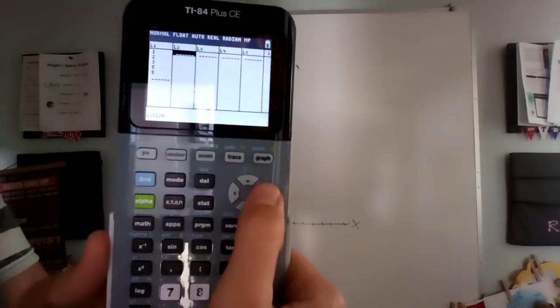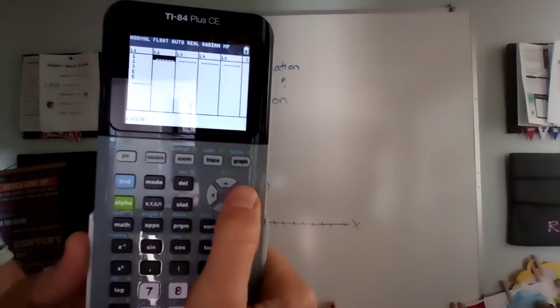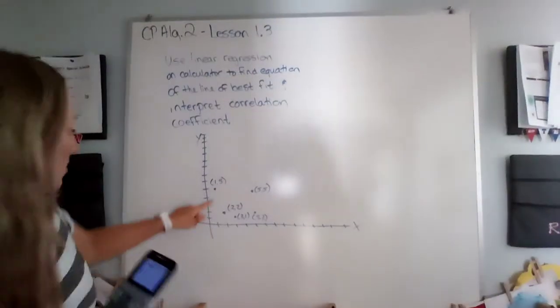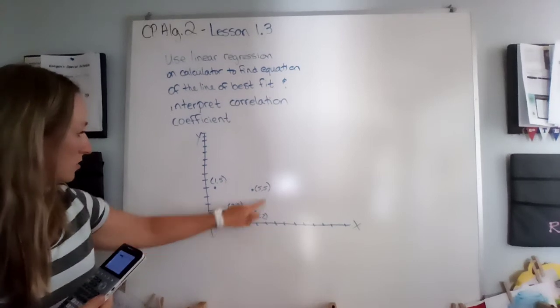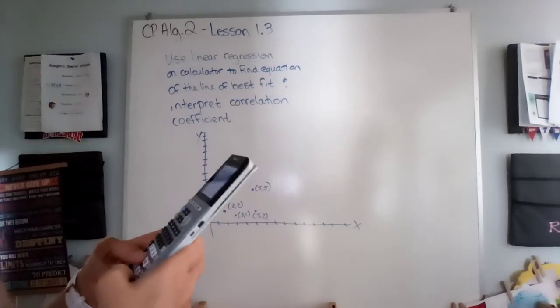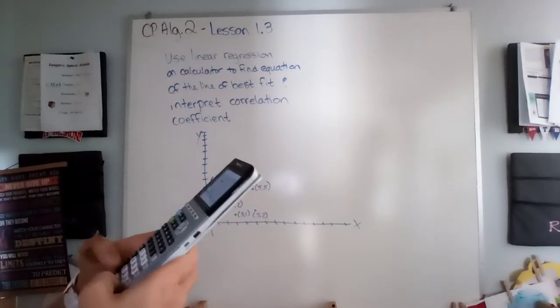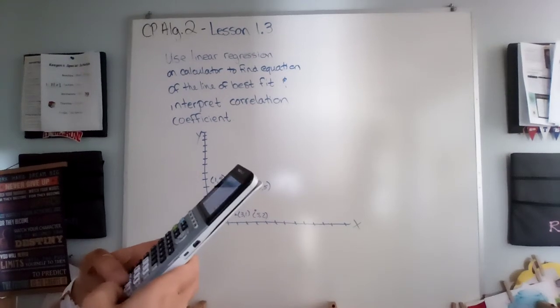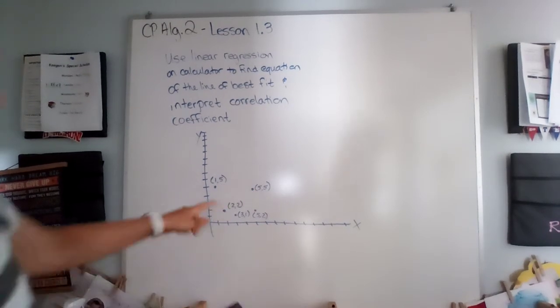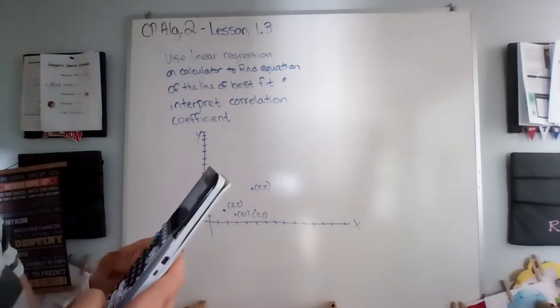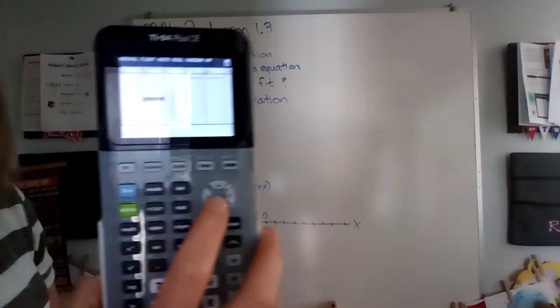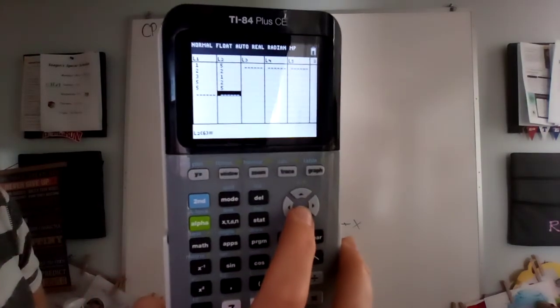Then use your arrow to go over to L2. Now put in the corresponding y's. So the y's are 5, 2, 1, 2, 5. Did I say that right? 5, 2, 1, 2, 5. Okay, good. And you double check before you move on.